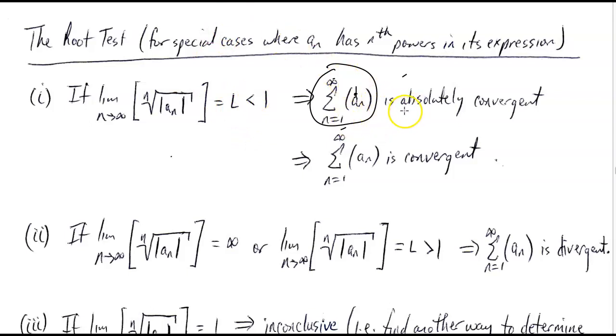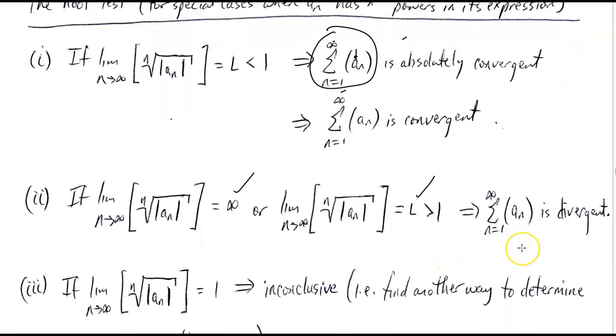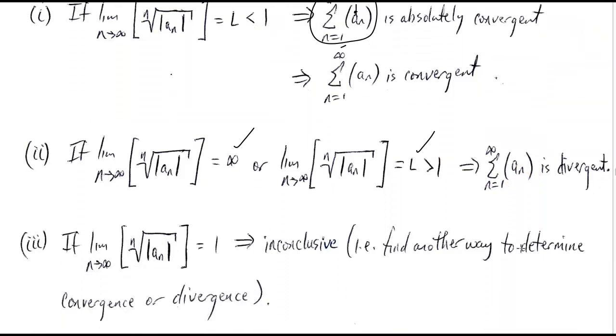And of course, if we see that that limit ends up being less than 1, then it absolutely converges. If it is infinity or some real number value greater than 1, then it just means that the series is going to be divergent. And of course, if it's equal to 1, then we're going to have to find some other test to prove convergence or divergence.